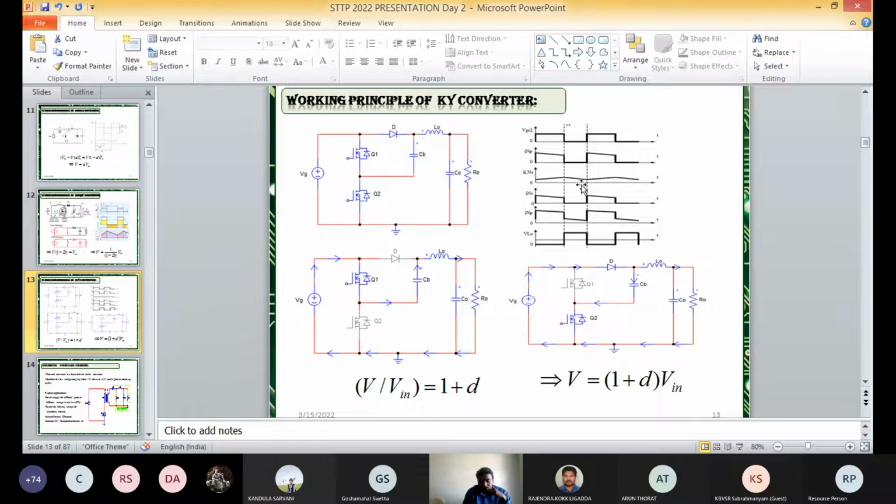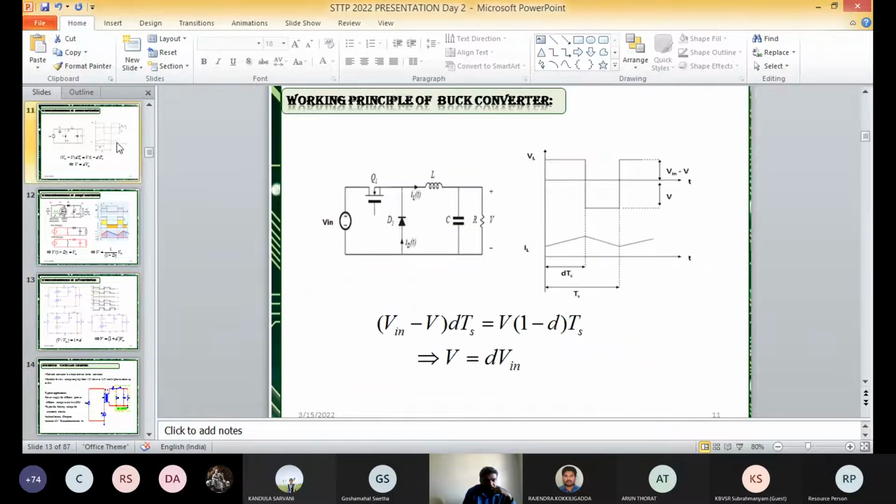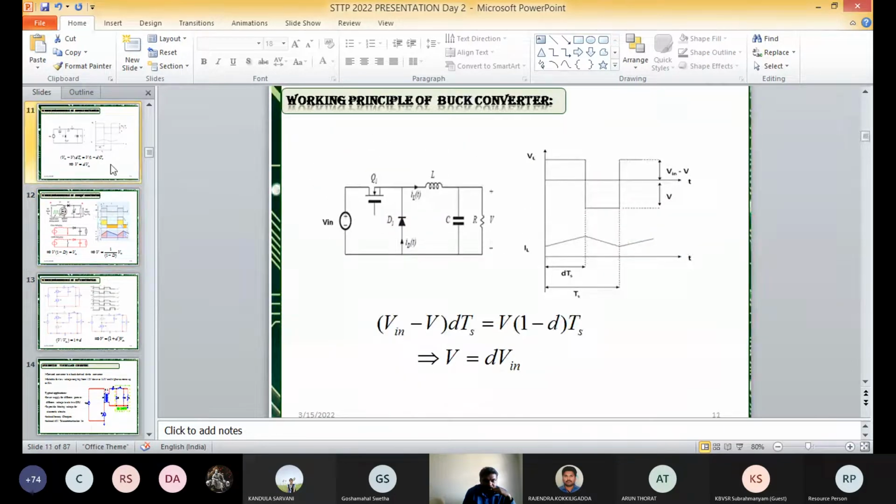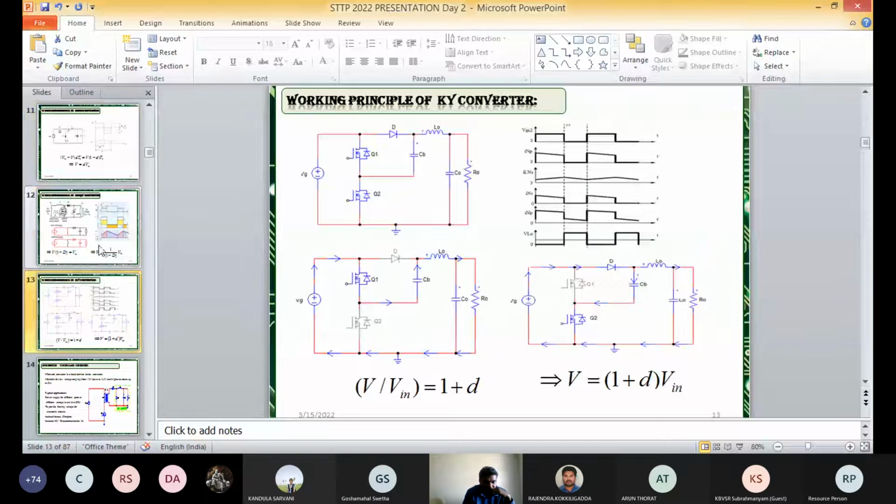If you write the volt balance equation and derive the relation between the input voltage and output voltage, the output voltage is 1 plus D times Vin, and we know D is between 0 and 1. That means the output voltage is always greater than the input voltage, similar to the boost converter. So these three are the non-isolated DC to DC converters: the buck, boost, and the KY converter.